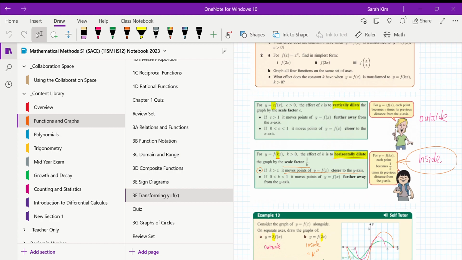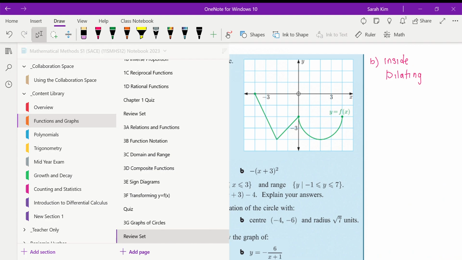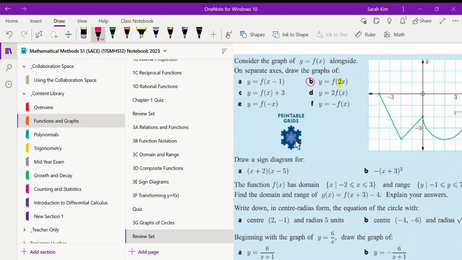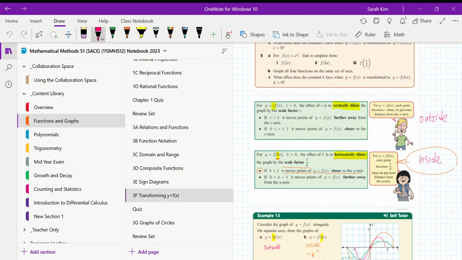Let's go back to quickly. So horizontally dilating. My k value is 2, so scale factor is a half. These are the things I'm taking a mental note of in order to use. I just need to figure out one last thing. So k is greater than 1, so it'll be that first dot point. It moves points of y equals f(x) closer to the y-axis.